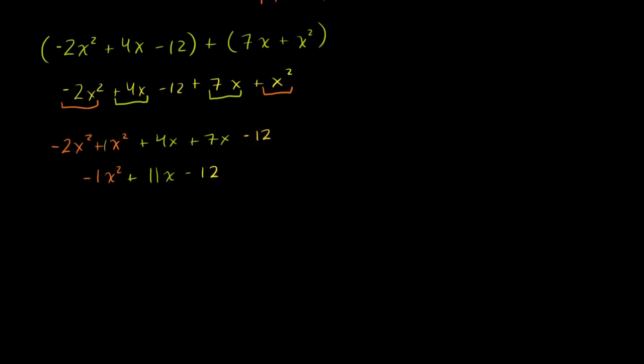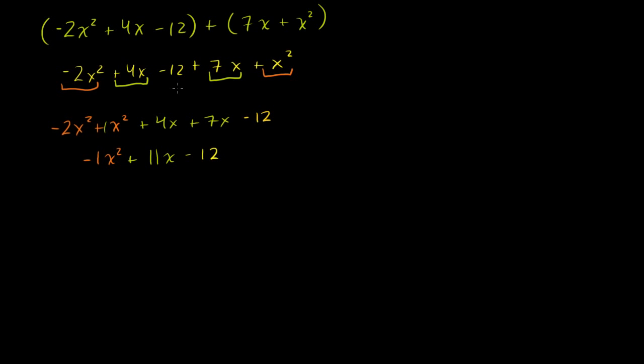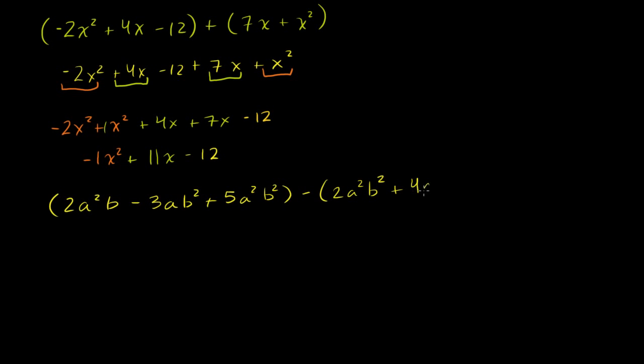Let's do another one of these examples. I think you're getting the general idea. Now let me do a complicated example. So let's say I have 2a squared b minus 3ab squared plus 5a squared b squared, minus 2a squared b squared plus 4a squared b minus 5b squared. So here I have a minus sign. I have multiple variables. But let's just go through this step by step.